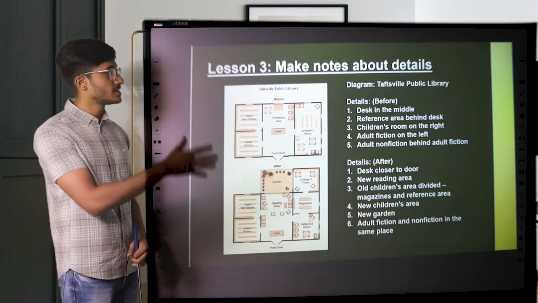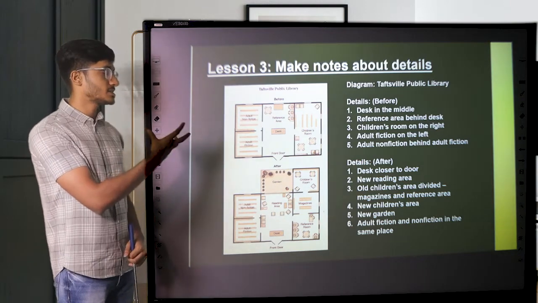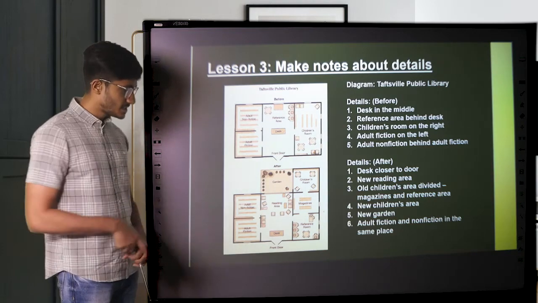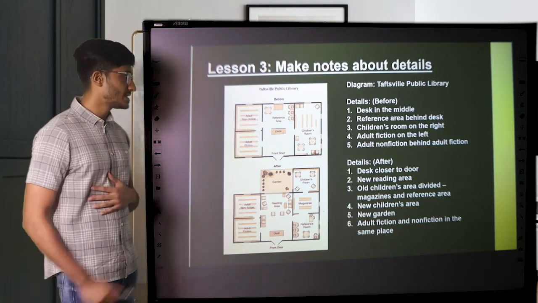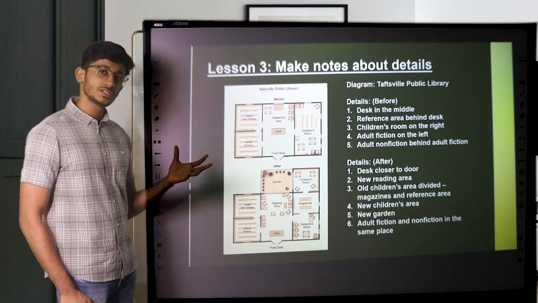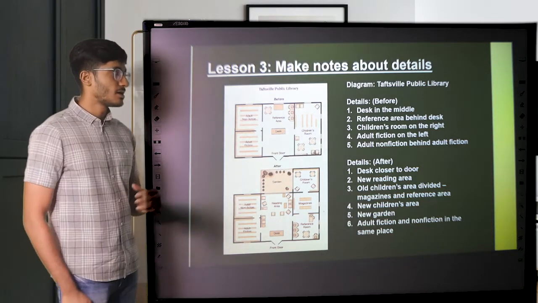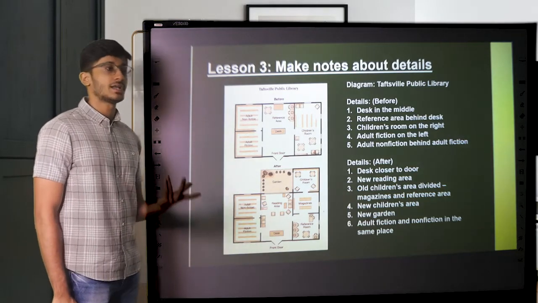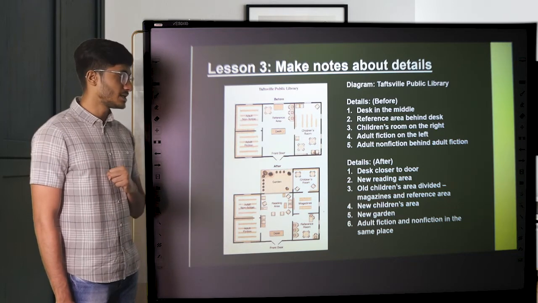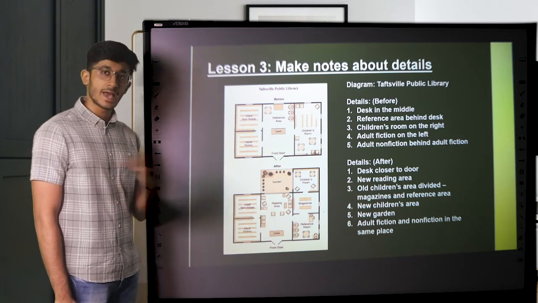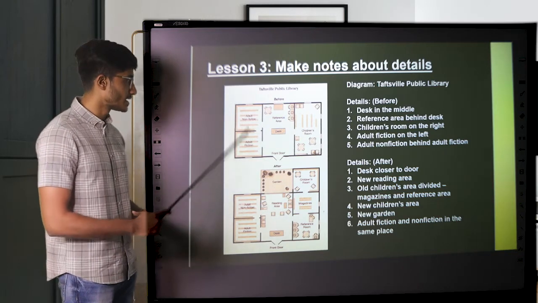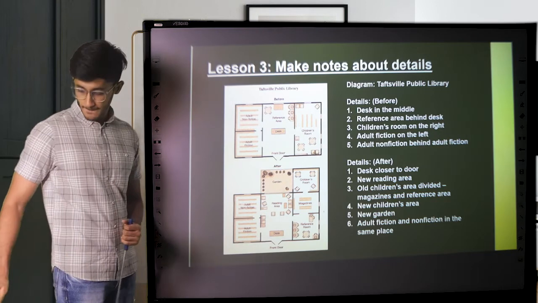So that's how you can break down a process diagram regarding changes, and it's not very complicated, even though it may seem like a lot of details. You basically have to see both of the pictures and see what has changed, and you mention how it is in the before picture and how it is now in the after picture. And if there are areas that haven't changed, you also mention those, just like the adult non-fiction and the adult fiction.